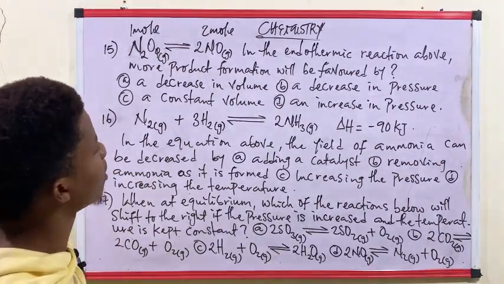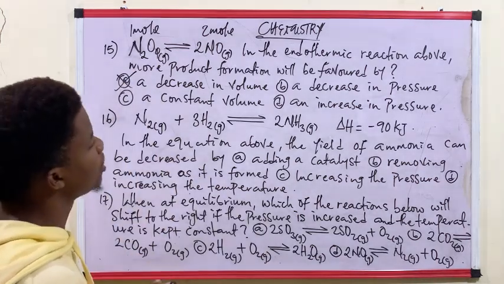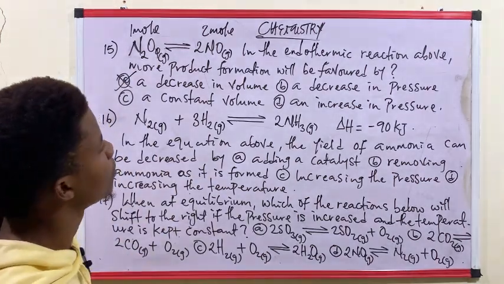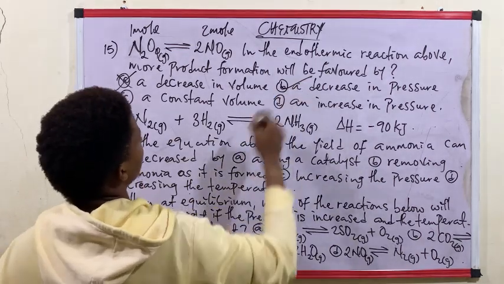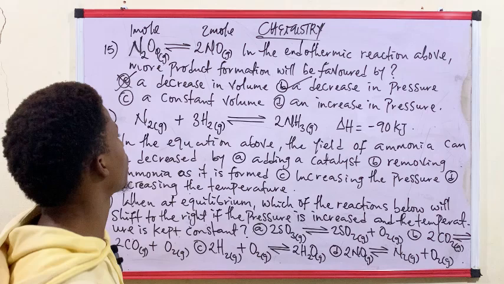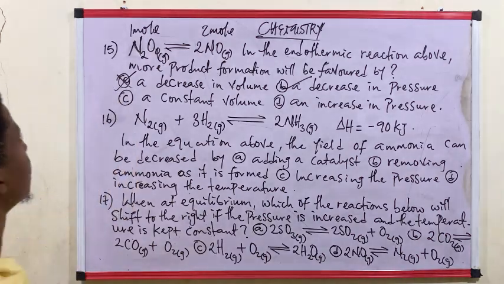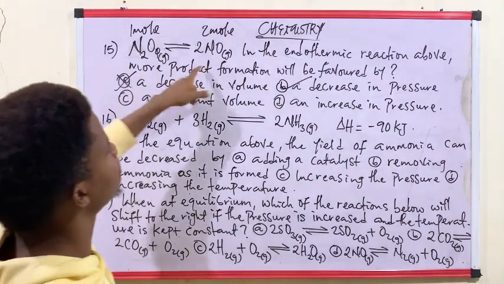So what will be the answer? A, a decrease in volume. No. B, a decrease in pressure. That's the correct answer. We have to decrease the pressure, so option B is the correct answer. When we increase the pressure, it's going to favor this side, not the product.